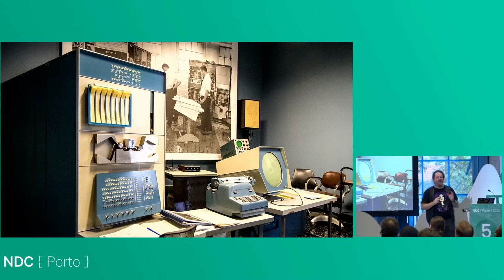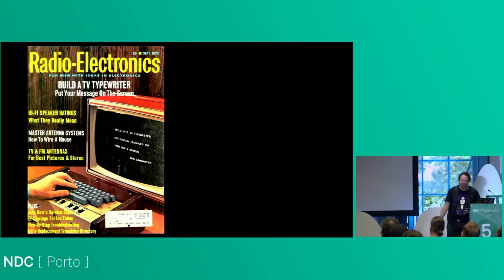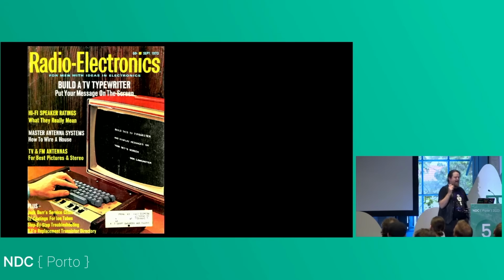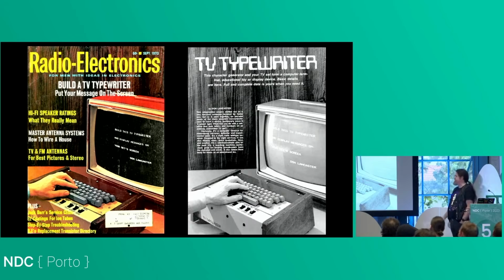Now we're going to take a little diversion here into the incredibly misogynistic world of electronics in the 1970s, because this is Radio Electronics, the magazine for men with ideas in electronics, from 1973. And this had an article by a guy called Don Lancaster about how to build a television typewriter.